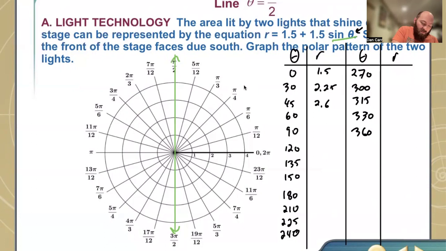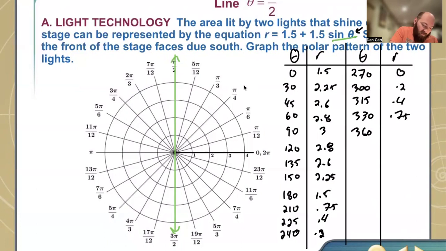2.25, 2.6, 2.8, 3, 2.8, 2.6, 2.25, 1.5, 0.75, 0.4, 0.2, 0, 0.2, 0.4, 0.75, and then 1.5.